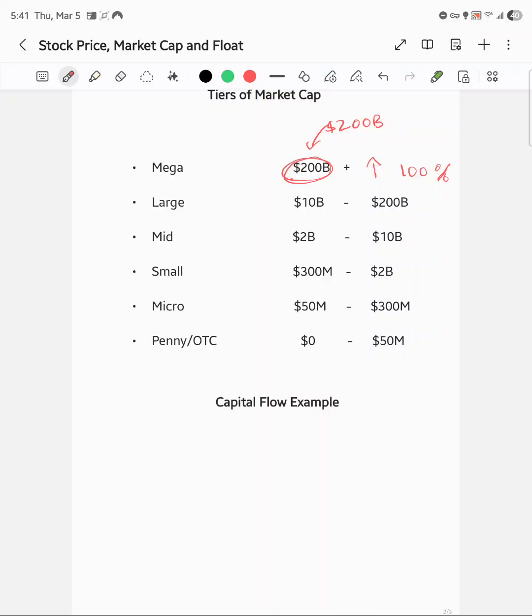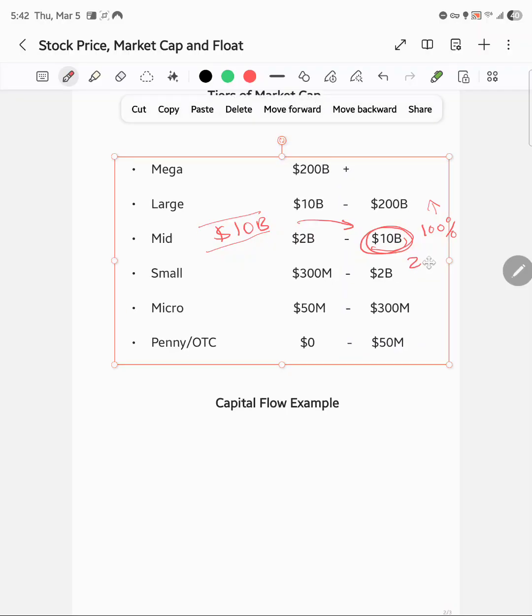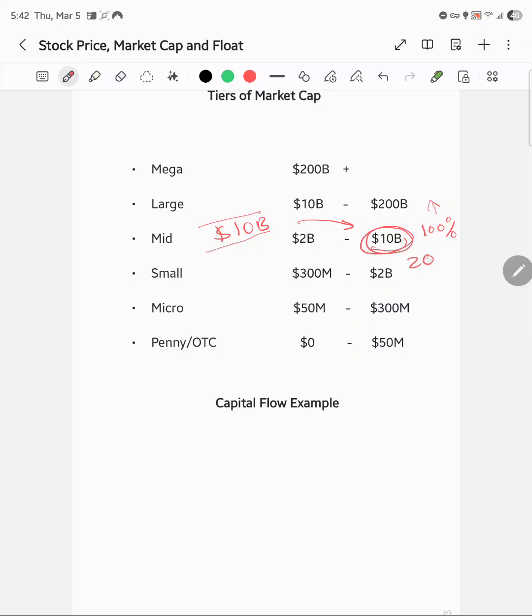Now let's say another example. For example, if I have a company which is $10 billion, for this company to go up by 100%, I would need to put $10 billion of capital inflow, to inject into this company to buy the shares with that much money, and the market cap is going to go to 20 billion, which will result in a 100% gain.